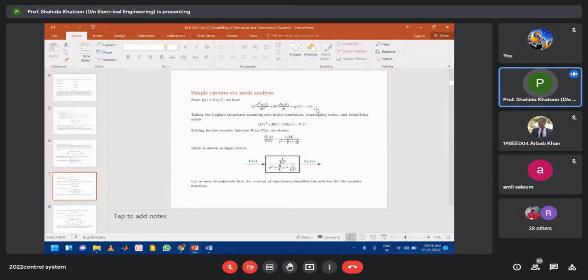So now you can take the Laplace transform assuming zero initial conditions, and rearranging terms and simplifying yields this. So you can write down VC(s) upon Vs like this, and you can represent the whole thing in terms of a block diagram like this. Okay, so please note down this solution, and we will continue with other problems.